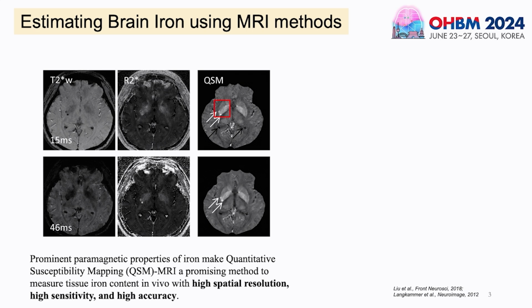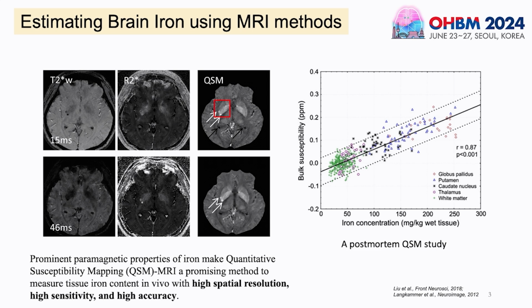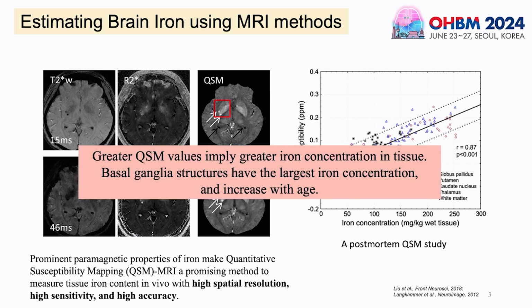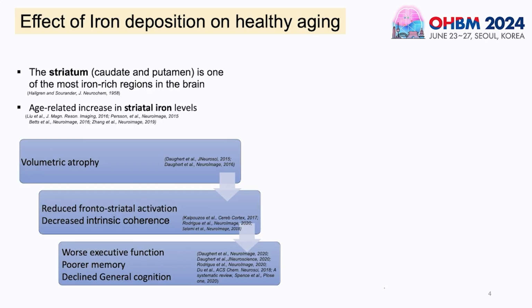So what does it mean? A previous post-mortem QSM study has demonstrated a strong positive linear correlation between chemical iron concentration and bulk susceptibility. So greater QSM values imply greater iron concentration in tissue, and the basal ganglia structures have the largest iron concentration, which increases with age.